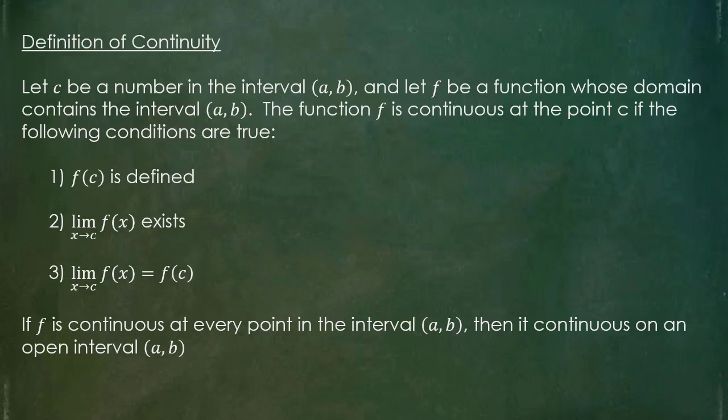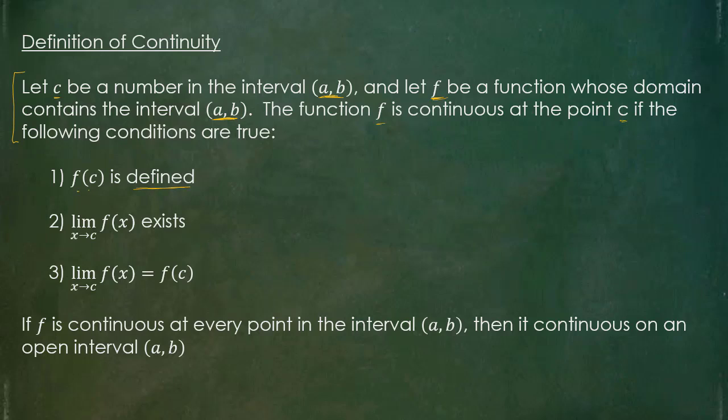We do have to set the table a little bit. Reading through this statement right here, we have to have some value c that falls on this open interval a to b. We have to define some function f whose domain contains that open interval a to b. And in order for f to be continuous at that point c, we have to have, number one, the fact that when I plug c into the function, I actually get an answer back. So in other words, it's a defined value at c.